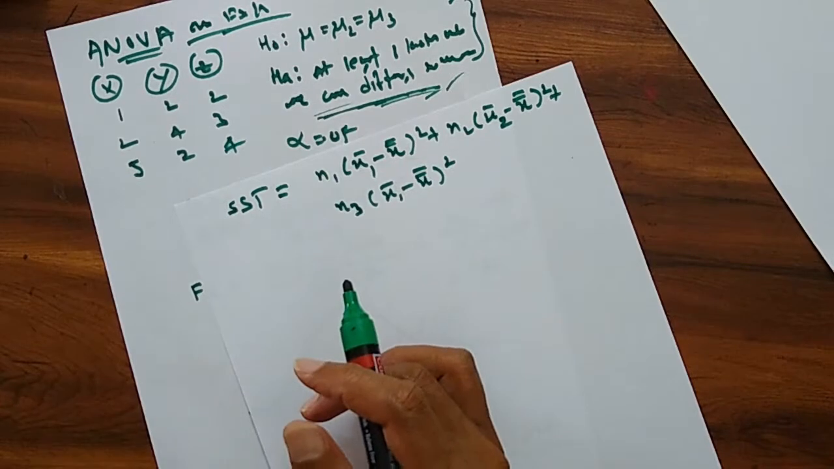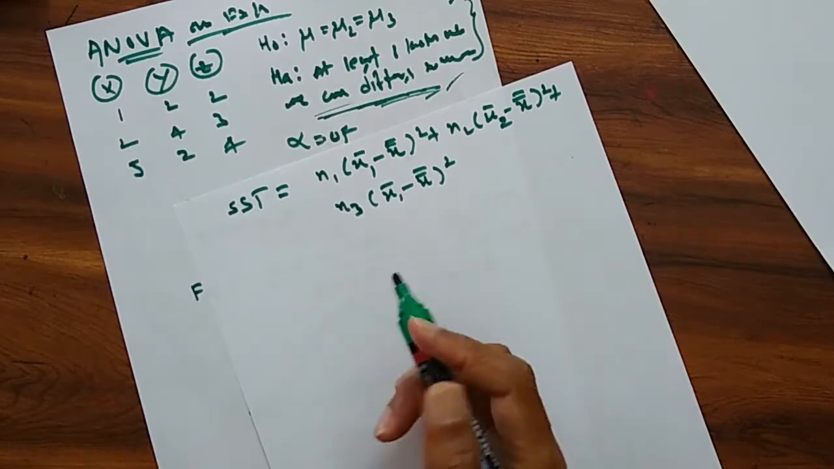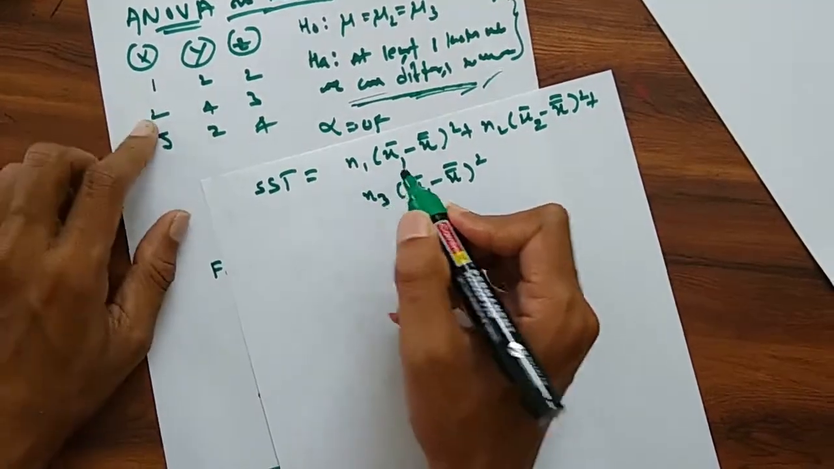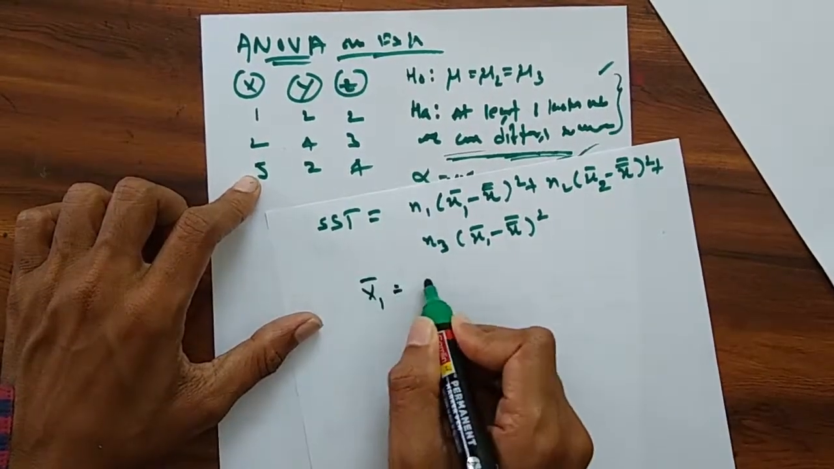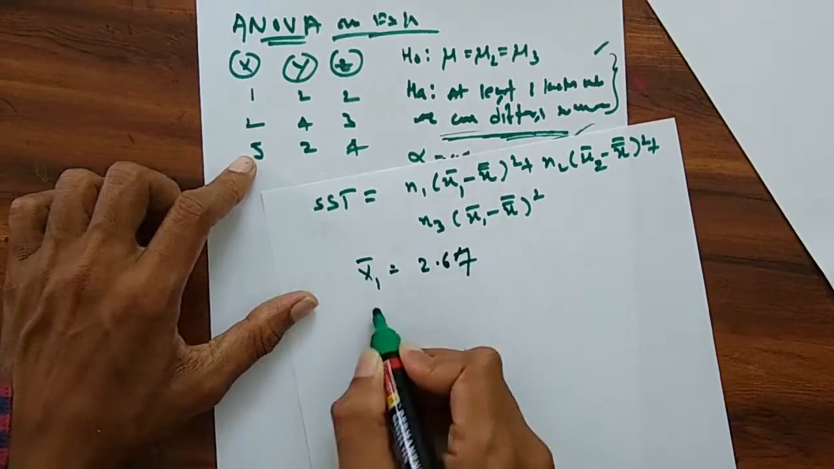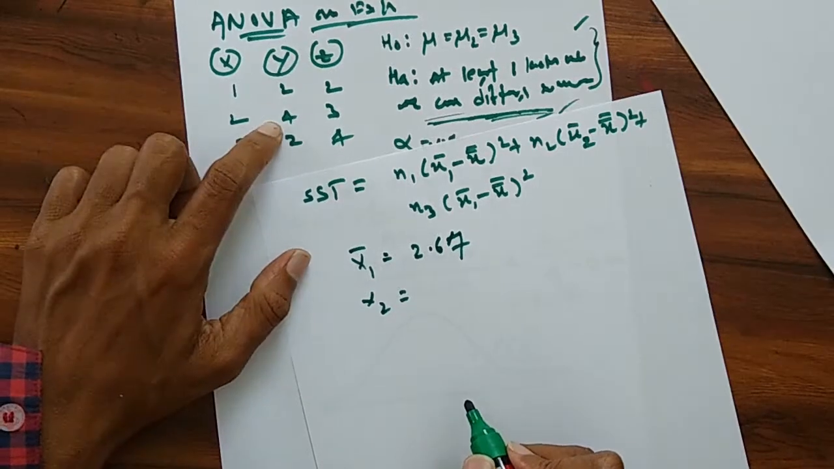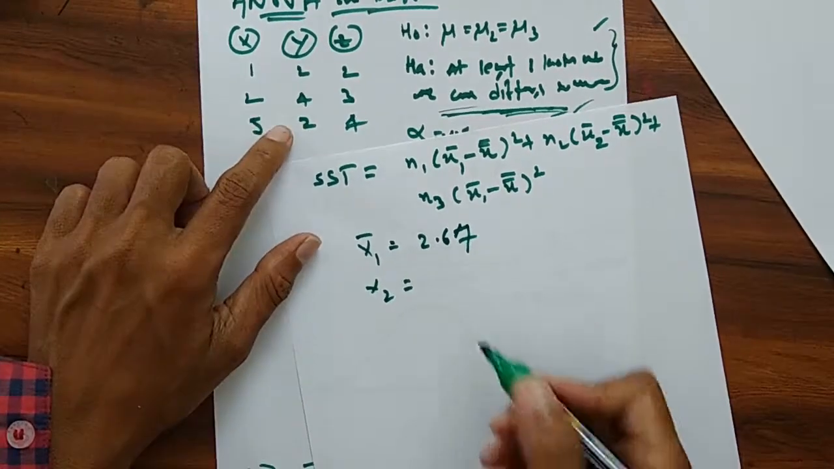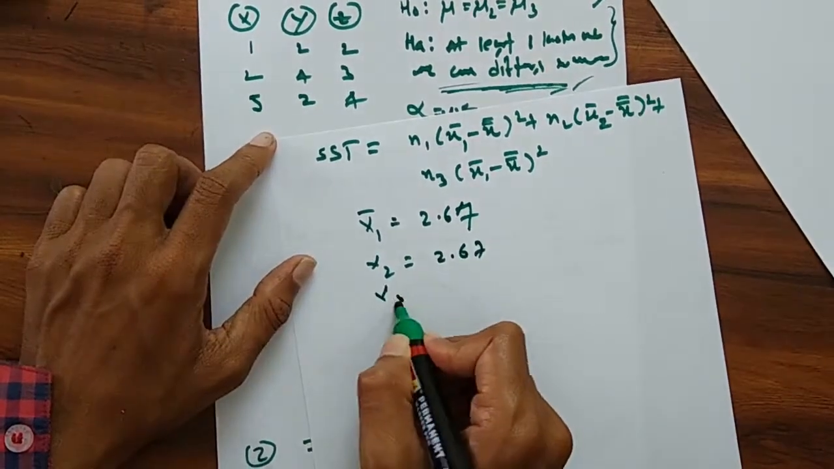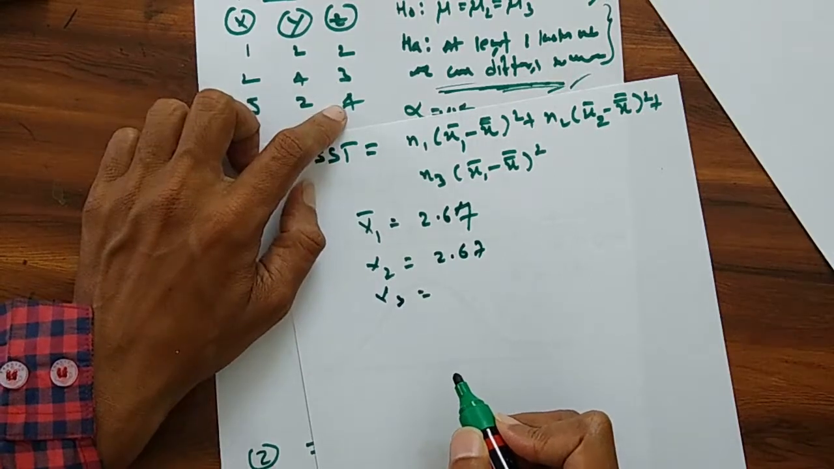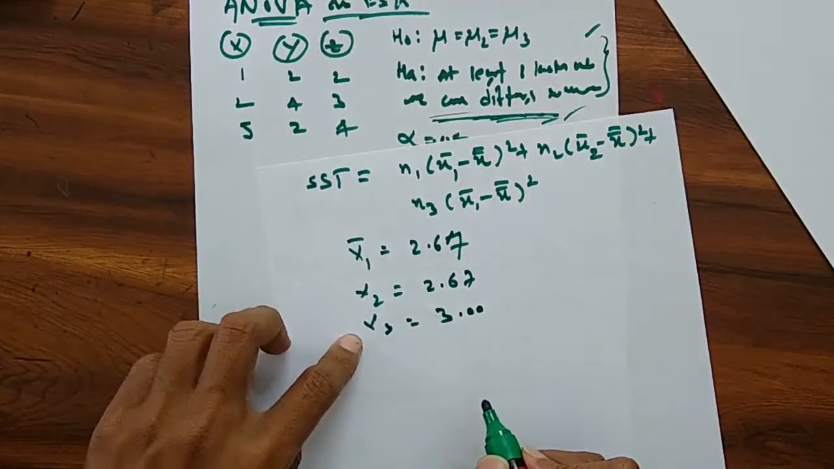Our first sample is what? X1: 1 plus 2 plus 5 by 3 equals 2.67. Okay. In the same way X2: 2 plus 4 plus 2, 2 plus 4 is 6, 6 plus 2 is 8, 8 by 3, that leads to 2.67 around. X3 equals 2, 3, 5, 5 plus 4 is 9, 9 by 3 is 3. Okay, so these are our main values.